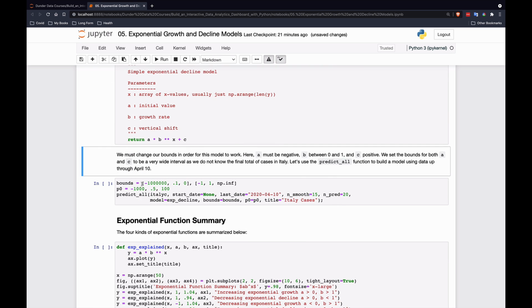Okay, so we have to give it new bounds. We're saying A, the initial value, has to be negative. That's these first two. B, the growth rate, will have to be less than 1 if we're using this formulation, not the continuous version. And then C will need to be positive. We need to shift it up, so we're just giving it a very large range here. And then we're just going to put in some initial values here for A, B, and C, and we're just going to pass it, like we now can do very easily, to predict all.